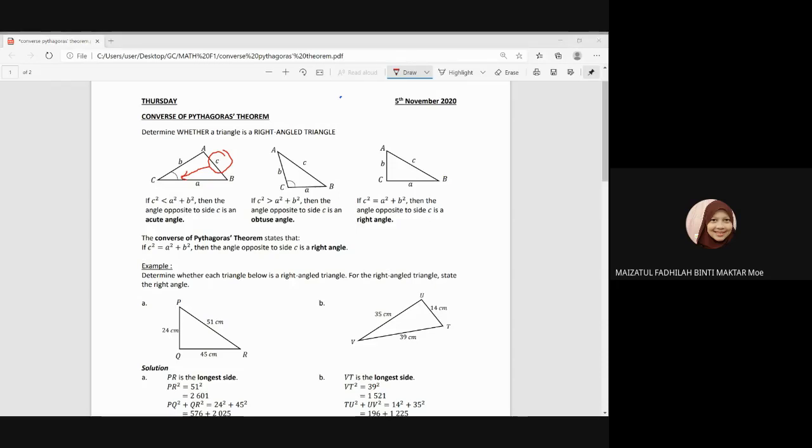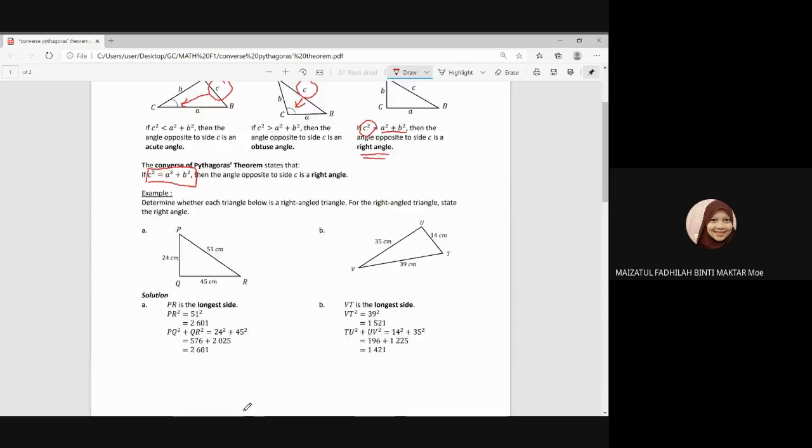Okay, alright. So next one, if you get C square larger than A square plus B power of 2, it means the angle opposite the side C is an obtuse angle. And the last one, if you get the value of C square the same as A square plus B square, then it means we get the right angle triangle. This is a very important formula in this chapter, Pythagoras theorem.